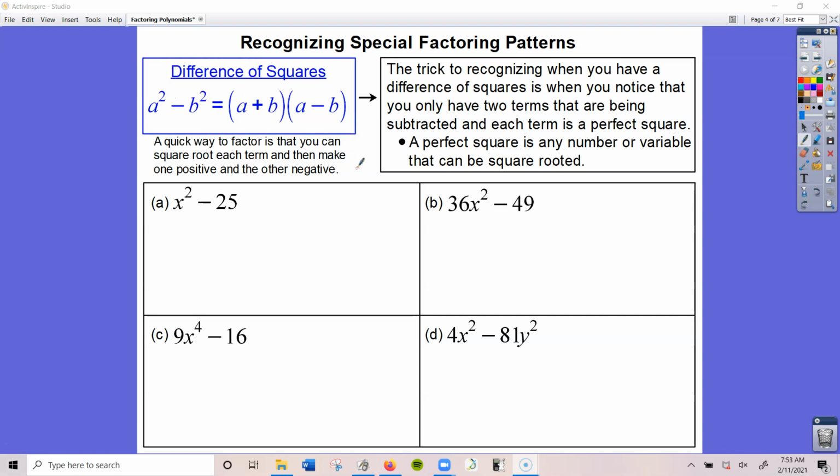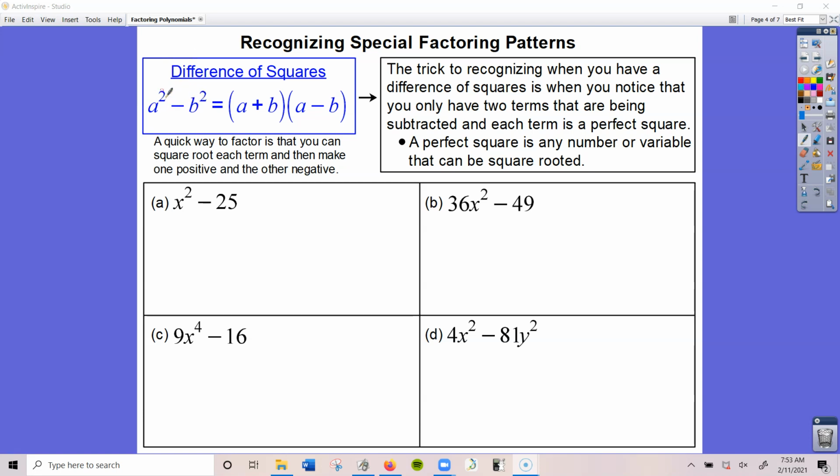Now, a difference of squares is exactly what it sounds like. It's a difference, so that means that you have subtraction, and you're subtracting two terms that are both perfect squares. So that's how you recognize a difference of squares. Two terms only, subtraction, both of which are perfect squares.